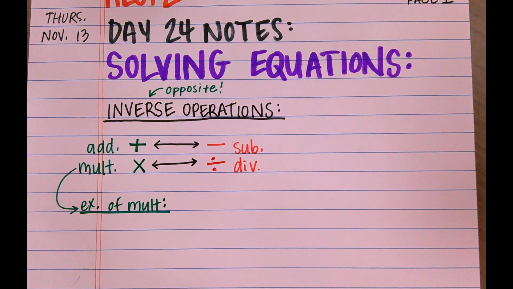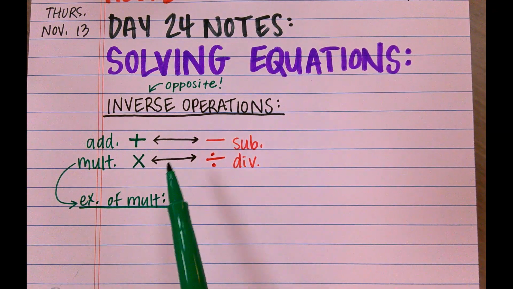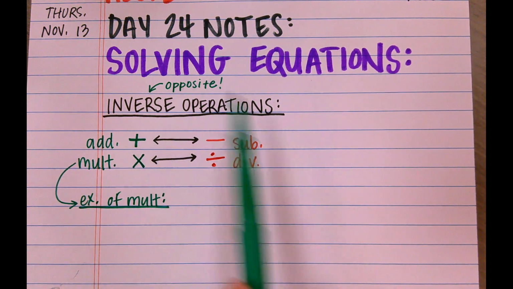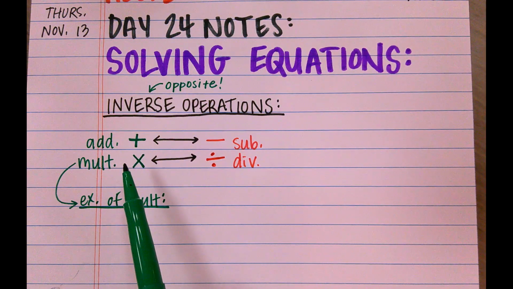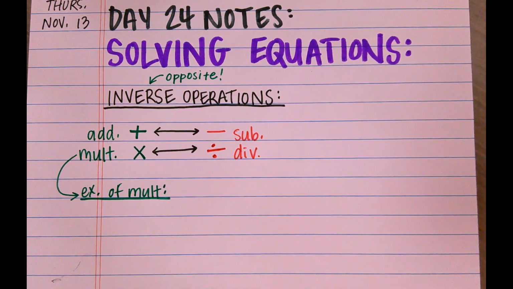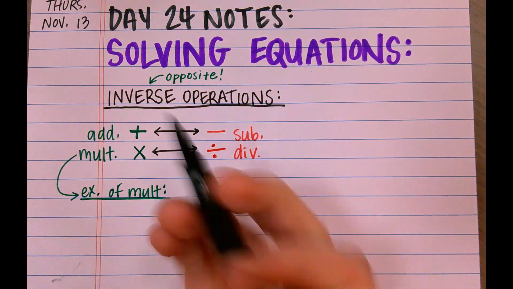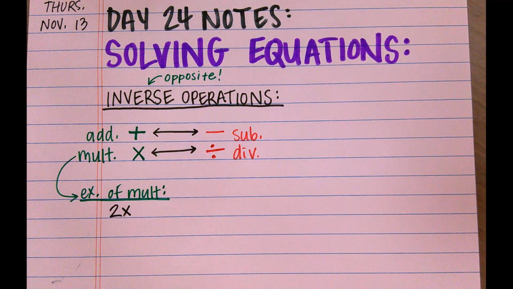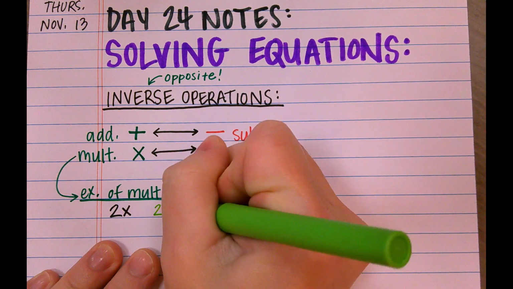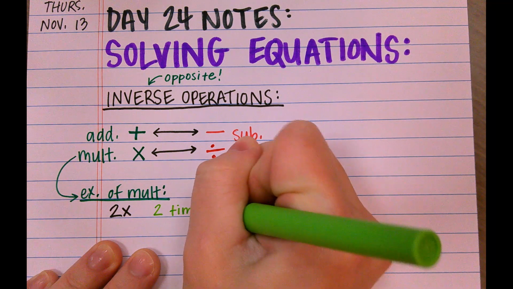So we're talking about inverse operations, the opposite in equations. Adding, opposite is subtracting; multiplying, opposite is dividing. And so we see multiplication in different ways. For example, if I have 2x, what does that mean? 2 times x. Yes. I'm gonna write here 2 times.